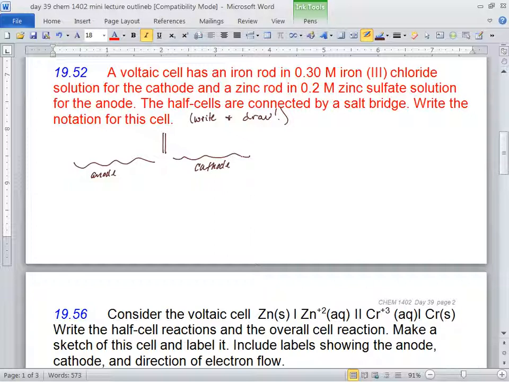So hopefully in your shorthand notation, you're putting the anode on the left-hand side. Whether you're drawing it or writing the shorthand notation, the anode has to be on that left-hand side. Because they want the electrons to be going from the left to the right.